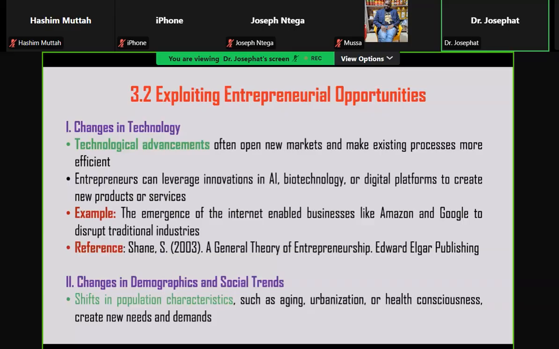So the second one is change in demographic and social trends. Shifts in population characteristics such as aging, urbanization, or health consciousness always create new needs and demands.